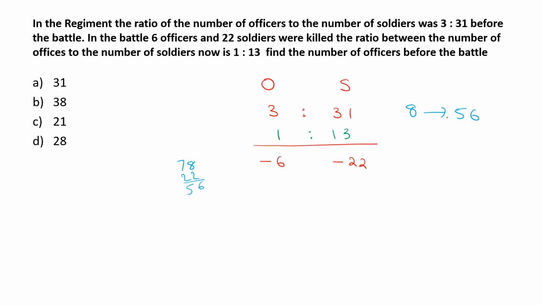The value of 8 units is 56, and we need to find the number of officers before the battle, that is 3. When the value of 8 units is 56, then the value of 3 units would be 7 ones are 7, and 3 sevens are 21. That means the number of officers before the battle is nothing but 21. Where is that 21? Option C. 21 would be the correct answer. Okay.